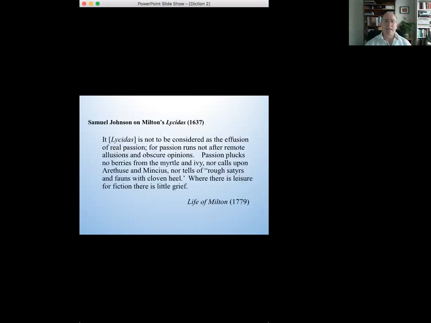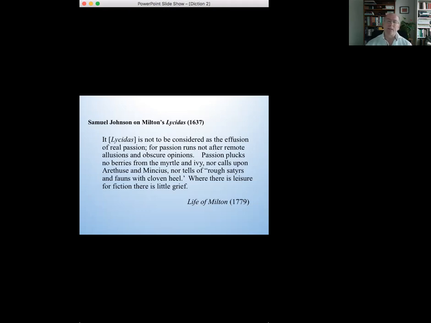Now, Samuel Johnson was a great 18th century critic, and he is infamous for taking issue with Milton's pastoral elegy, Lycidas, which was published in 1637. Milton writes this pastoral elegy in which he presumes to lament the drowning of one of his friends. And Johnson thinks the elegy fails in part because it really does not come across as expressing real passion or grief.